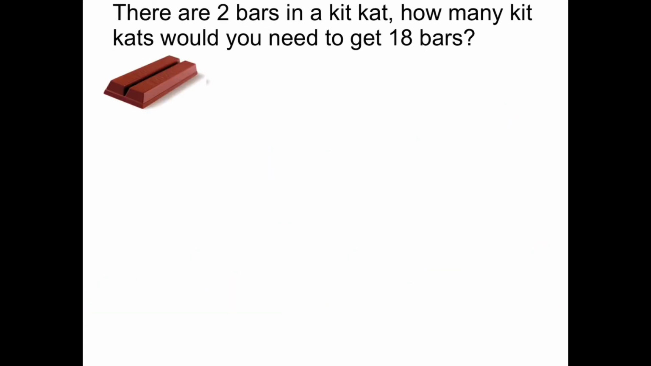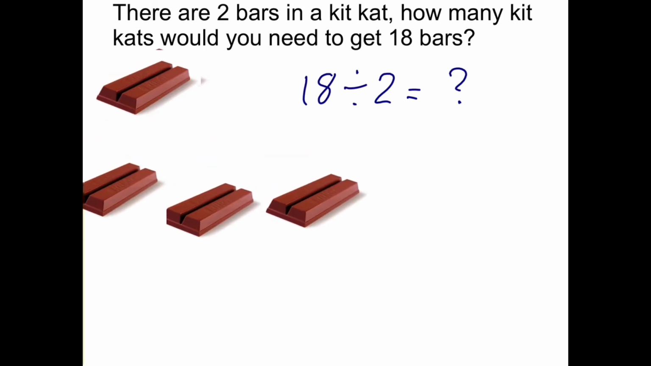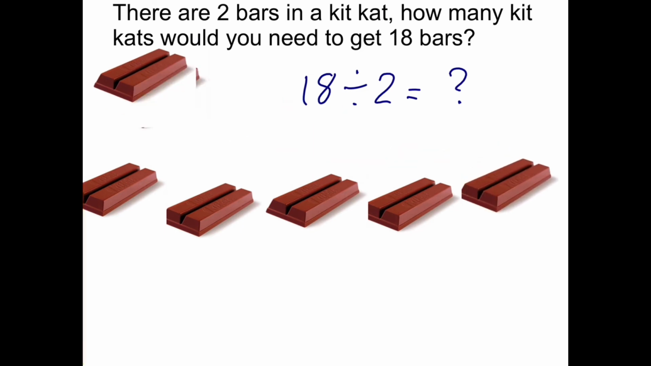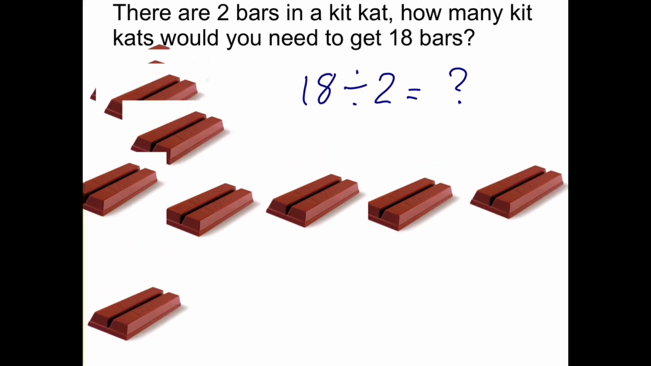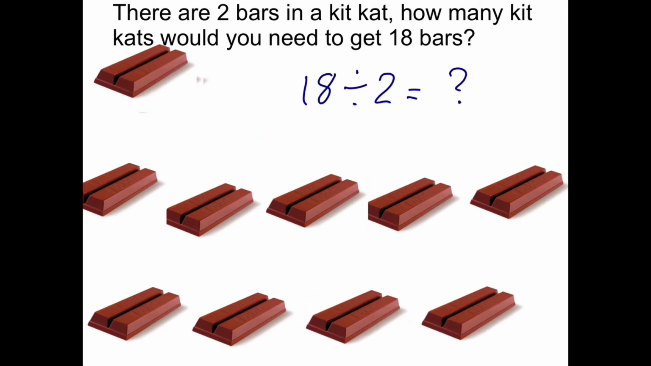There are 2 bars in a Kit Kat. How many Kit Kats would you need to get 18 bars? So this is another division. 18 divided into 2s equals how many? So you can count the Kit Kats in 2. You can see each bar. 2, 4, 6, 8, 10, 12, 14, 16, 18.